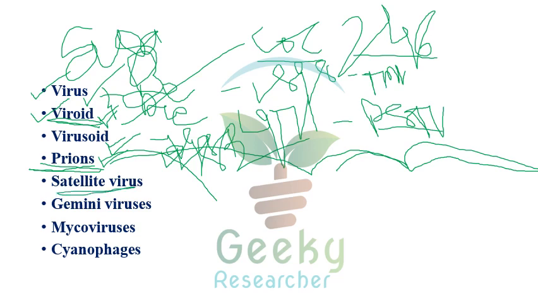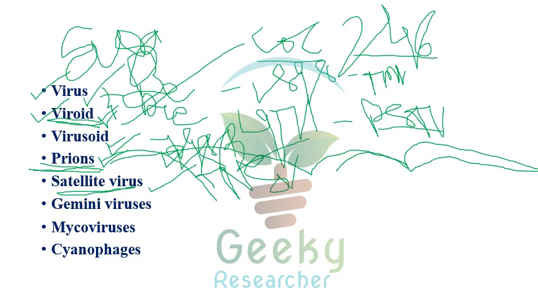Satellite virus was first reported by Kassanis in 1962. The first reported satellite virus is tobacco necrosis satellite virus, that is TNV or TNSV, tobacco necrosis satellite virus.